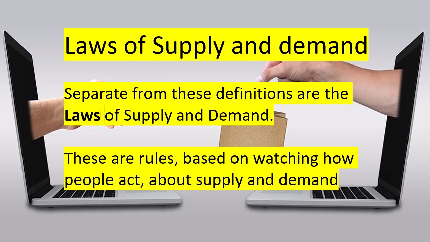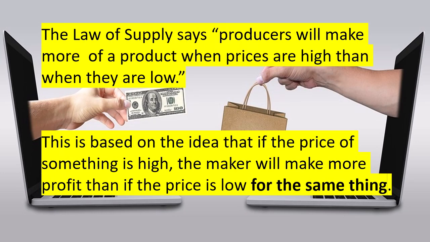Okay, the laws of supply and demand. These are separate from the definitions, and these are rules based on watching how people act about supply and demand. So the law of supply says producers will make more of a product when prices are high than when they are low.